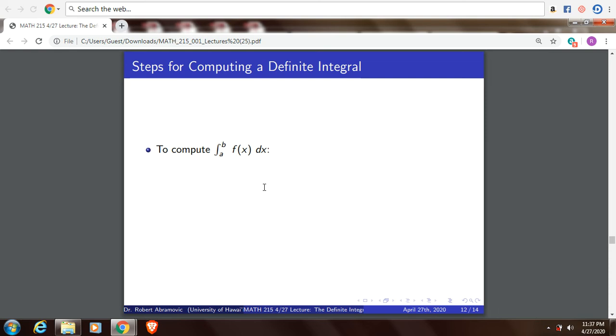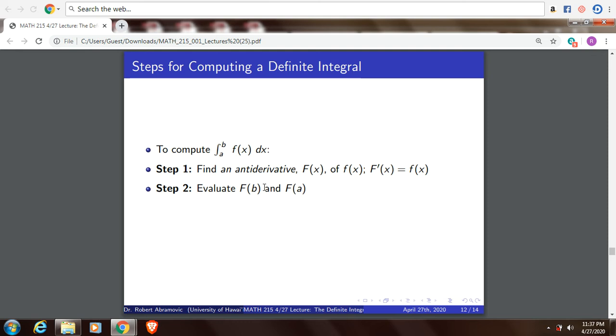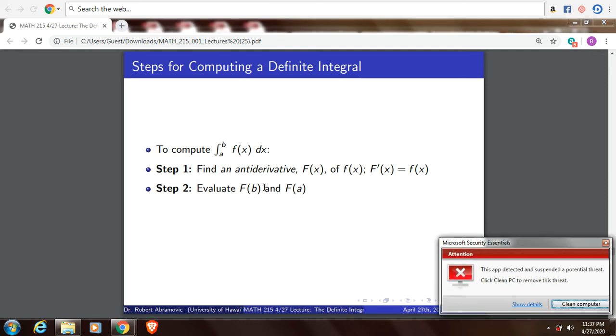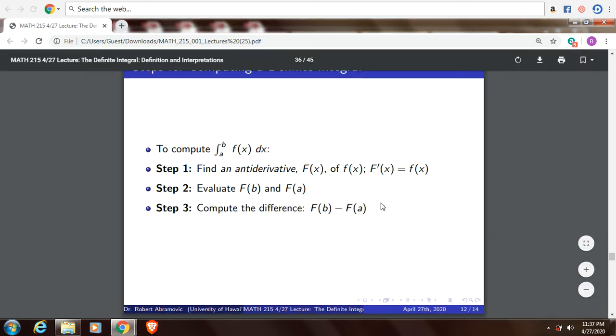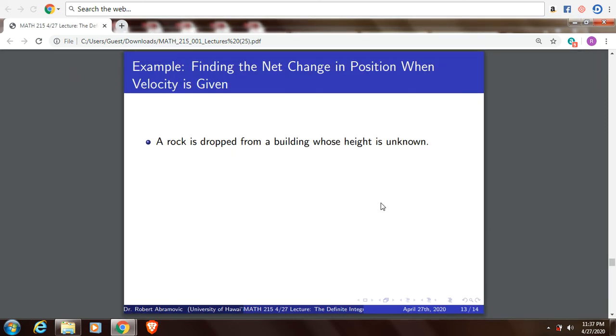Here's a summary of the steps. To compute the definite integral of f(x) from a to b, step 1, find an antiderivative. Step 2, evaluate the antiderivative at the upper bound and at the lower bound. Step 3, compute their difference.